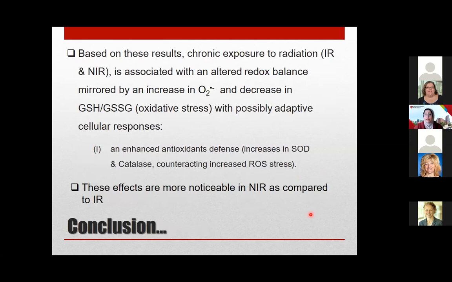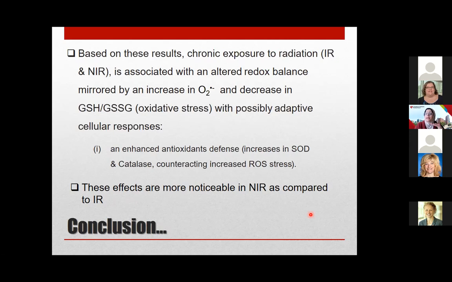So based on these results that we have shown, and this was done during the pandemic period actually, we want to continue and work more, looking at the white blood cell level of antioxidants and other things. But this time we can conclude from this part that chronic exposure to ionizing radiation as well as non-ionizing radiation has been shown to be associated with an altered redox balance, as evidenced by an increase in superoxide level, as well as a decrease in the ratio of GSH over GSSG, and that's an indication of oxidative stress damage in the blood of these workers.